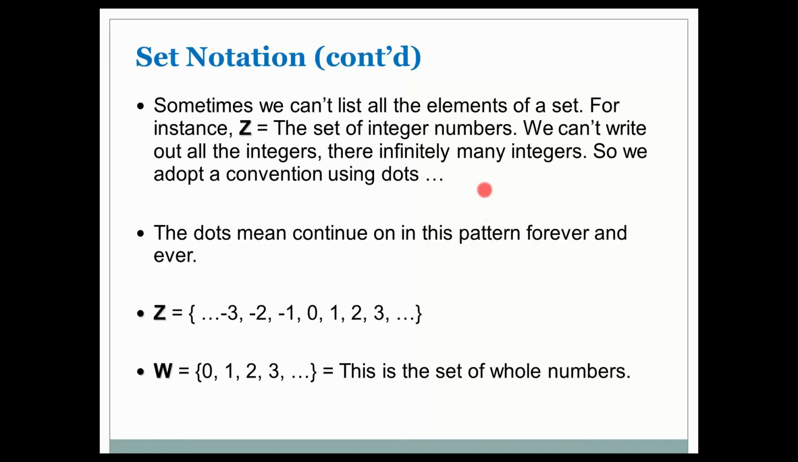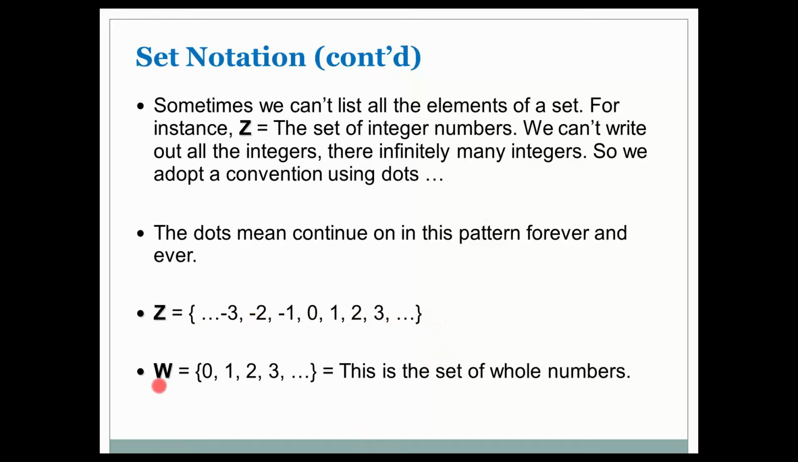For instance, we have Z here as the set of integer numbers. We can't write out all the integers, or infinitely many integers, so we adopt the convention of using dots. Dot, dot, dot, 3 dots. The dots mean continue on in this pattern forever and ever. So here we go, set of integer numbers. We go dot, dot, dot, so it's from negative infinity. We show a couple examples here just to get a good idea of what we're doing, and then some more dots after, and that's going to go all the way up to infinity. Sometimes you might even see the infinities before and after the dots, but this works just fine.